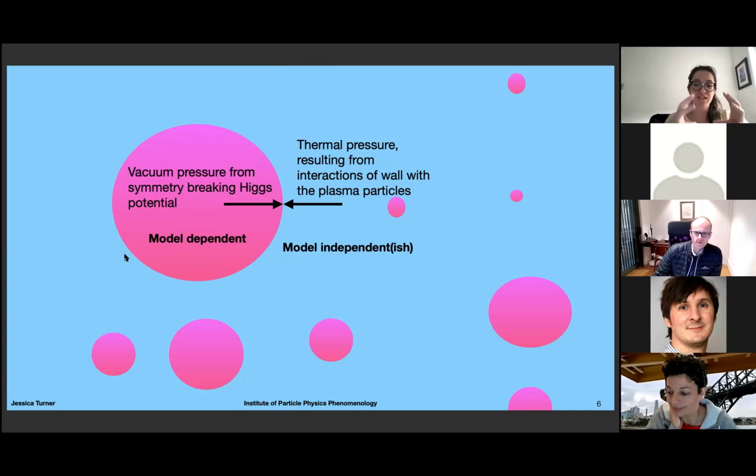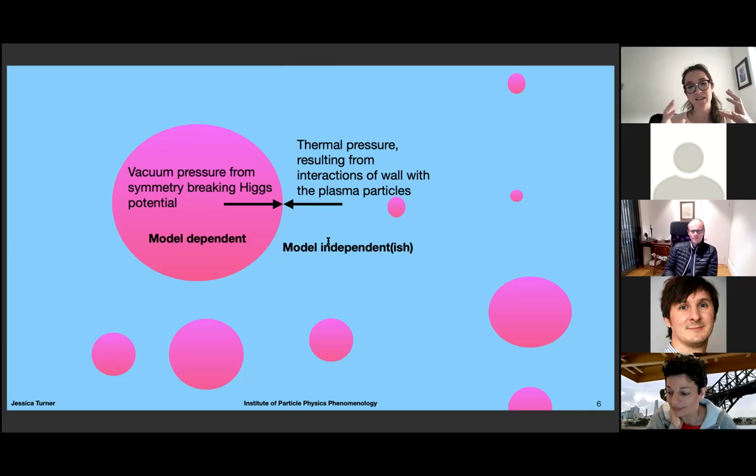However, just as you have pressure driving the bubbles to expand, you also have frictional pressure from particles which interact with the Higgs bubble and can enter it or be reflected. This contributes towards a thermal pressure, which can retard the expansion of these bubbles and slow the bubble wall down to some terminal velocity.